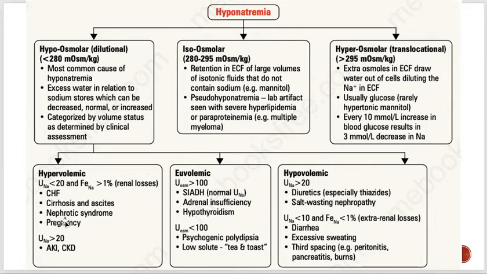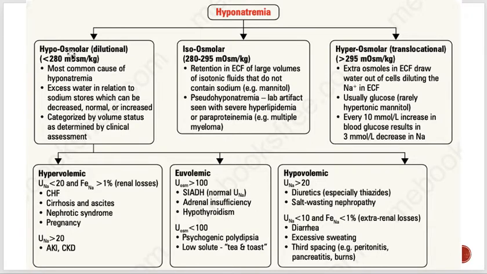Hypervolemia, of course, these are the patients in which their body weight will be increased, their urine output can be normal or high. They may have edema, their blood pressure will be raised or could be normal, and their skin turgor will be normal. And euvolemia is the normal people.